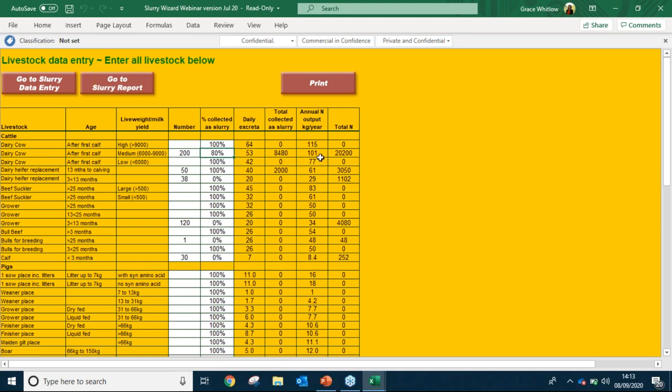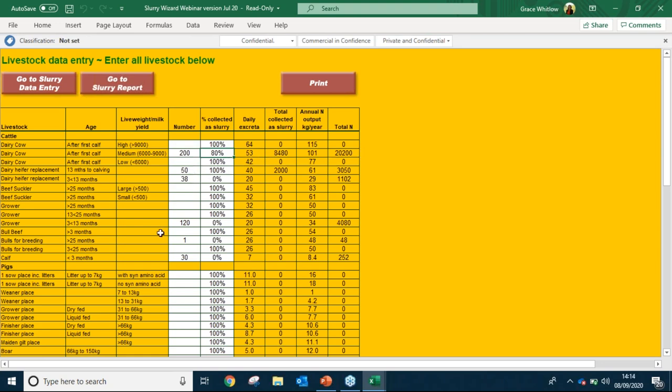It also calculates the amount of nitrogen produced by those animals. And in this class of livestock, we've got 101 kilograms of N per year produced by these cows. Again, standard figures to give us a total amount of nitrogen produced in the year.